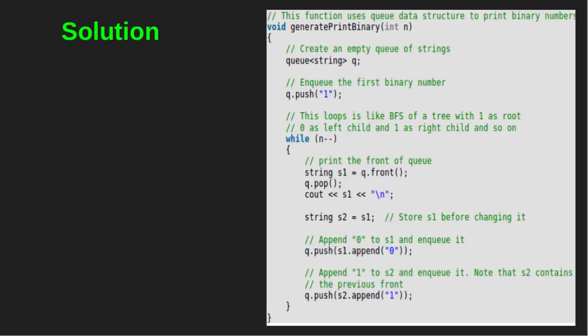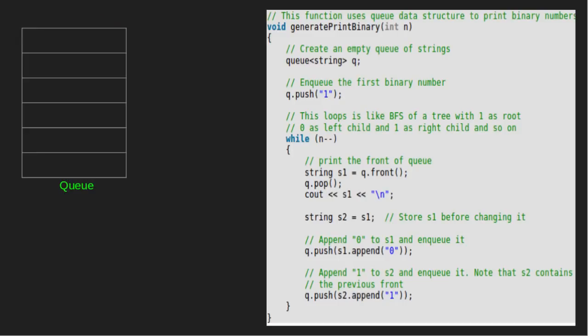So let us see the C++ implementation of this problem and understand it by taking an example. In this generate binary function, int n is passed, which represents the number up to which binary numbers from 1 are needed to be printed. Here we will take a queue of strings. First of all, enqueue the first binary number. Now in this while loop, we'll pop the front element and print it. After that, we'll enqueue two strings in the queue.